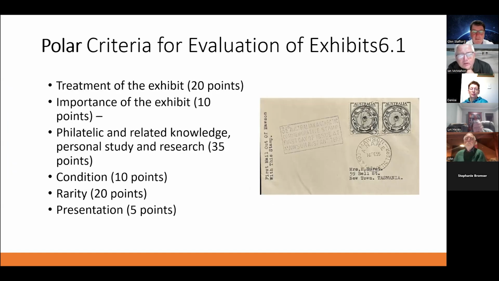Again, the criteria and the points look very much like many other classes, with treatment and importance, and then knowledge and research, condition, rarity, and presentation. Again, the knowledge includes the knowledge of the subject that the exhibitor is presenting, as well as the more traditional philatelic knowledge. Rarity can be hard to determine in the case of the non-philatelic material, in the same way as Bruce was talking about in open.